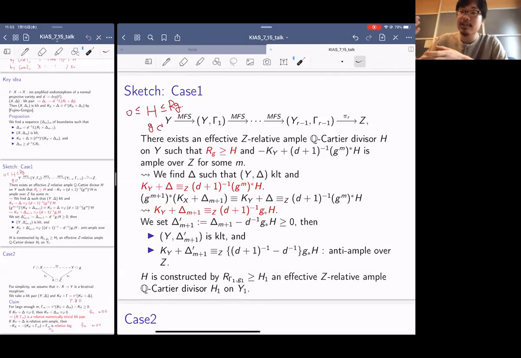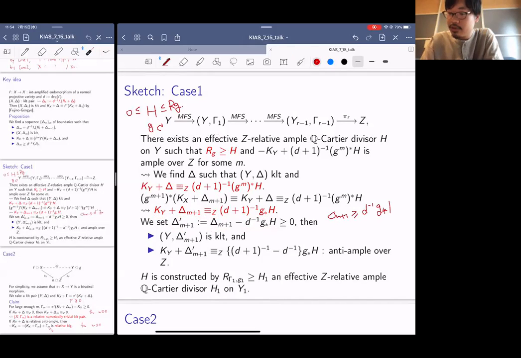So the ampleness is decreasing, like this. And the delta m plus 1 prime is defined by delta m plus 1 minus g inverse push h. And then we note that delta m plus 1 contains the inverse g push r g, and this contains the inverse g push h.